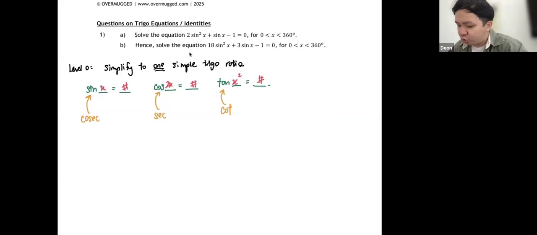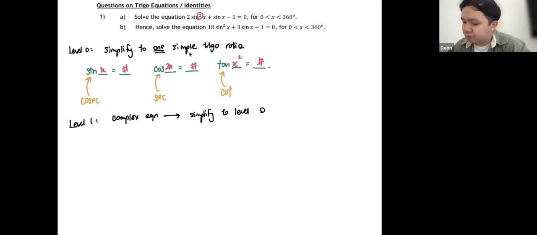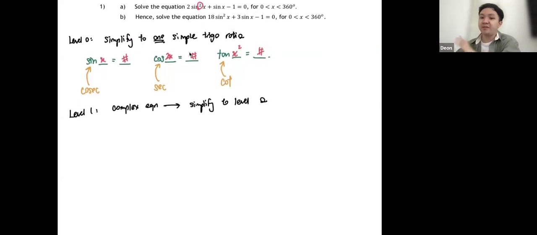Okay, so we look at this question, 2 sine squared x plus sine x minus 1. Okay, this is not a simple question or a simple ratio, right? Because of the existence of this square here, right? So, as Sec 4 students, we should be seasoned enough. The moment you see a square, you know that it has something to do with quadratic. Okay, so the next level is for us to be able to simplify into level 0, right? So we get a complex equation, and then we want to simplify to level 0.